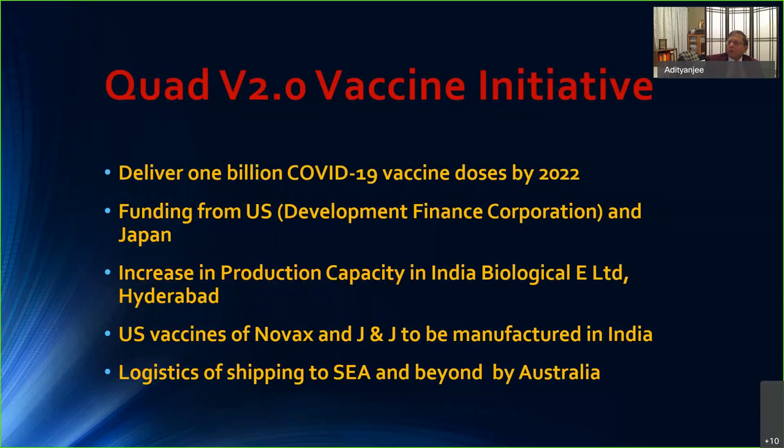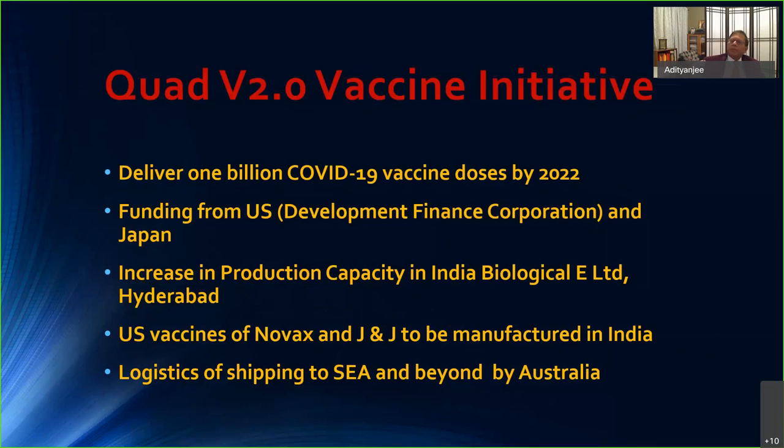Our plan: 1 billion COVID-19 vaccine doses would be delivered by 2022. There will be funding from the US Development Finance Corporation and soft loans from Japan. There will be increased production capacity in India, at Biological E Limited in Hyderabad. US vaccines, Novavax and J&J, will be manufactured in India under stringent conditions. And the logistics of shipping to Southeast Asia and beyond will be done by Australia.